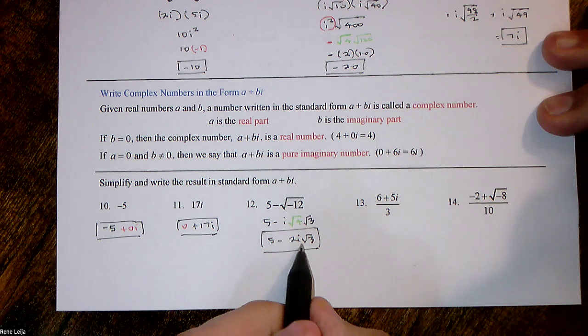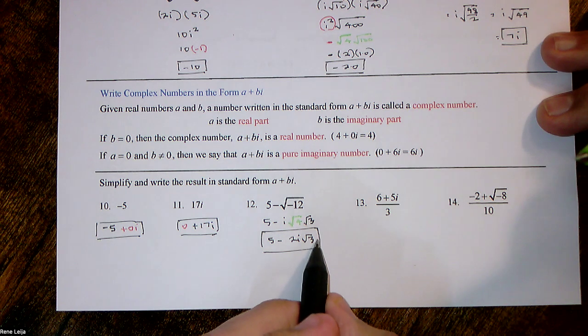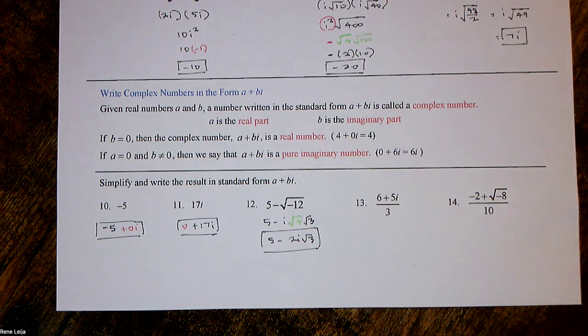Now, I would not suggest that you write the i at the end, because sometimes it looks like the i might be inside of a radical, and that is never the case. The i is never inside of the radical. So you've got to be careful about that.